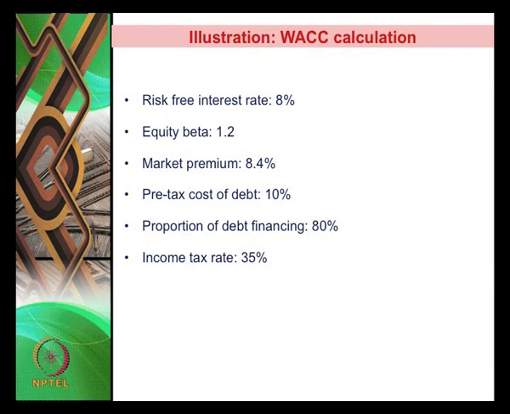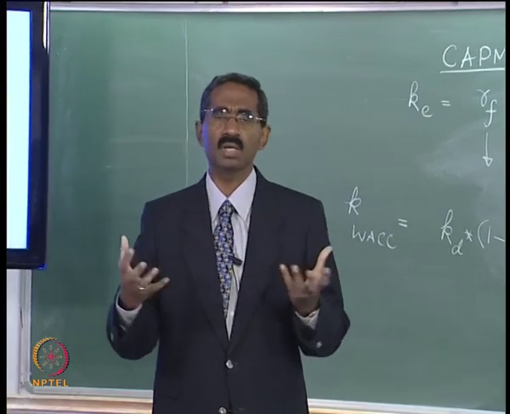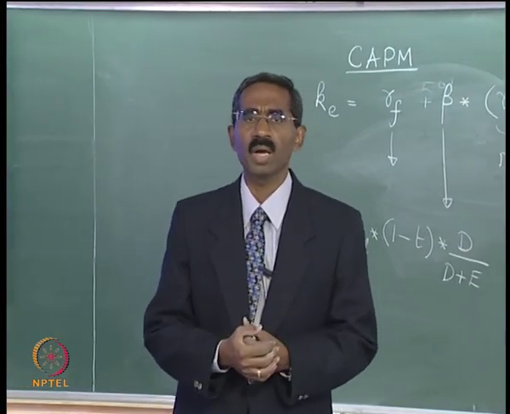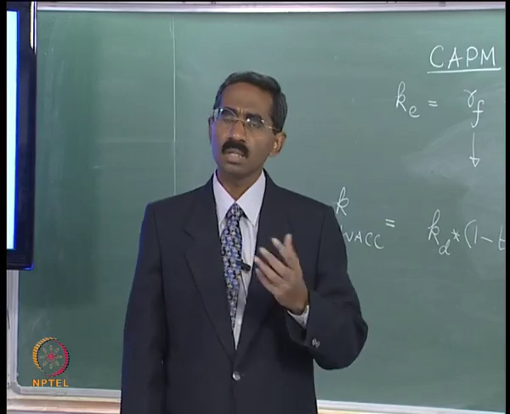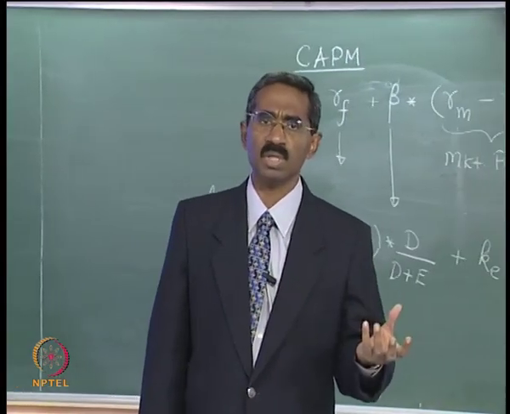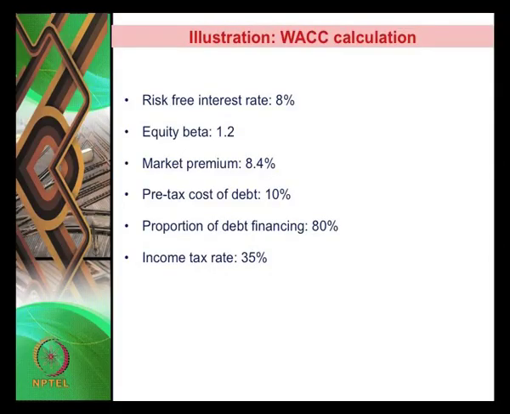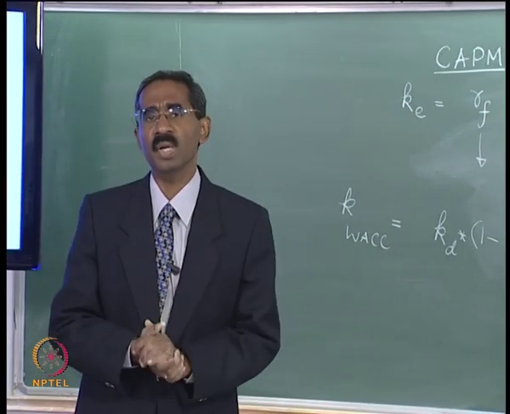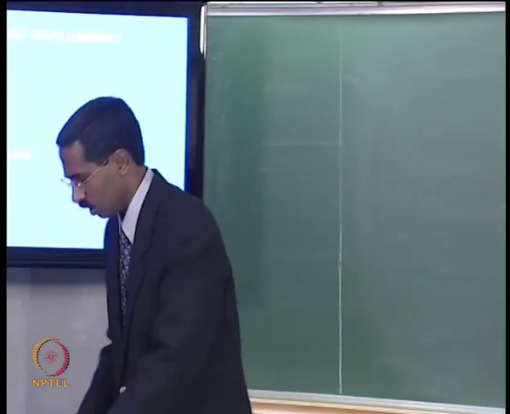Then we have a pre-tax cost of debt at 10%. The total proportion of debt financing for the project works out to be about 80%. So out of the 100%, 80% of the cost is met by debt sources, and obviously this means that the remaining 20% is from the equity source. And then we have an income tax rate of 35%. So let us try and calculate, using this information, what should be the weighted average cost of capital for this particular project.